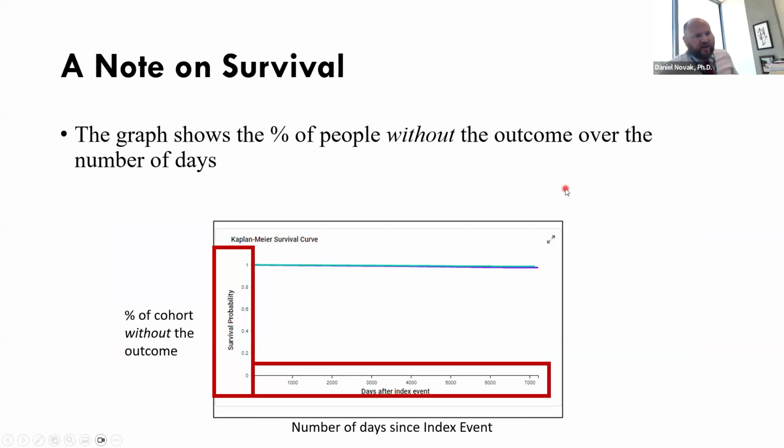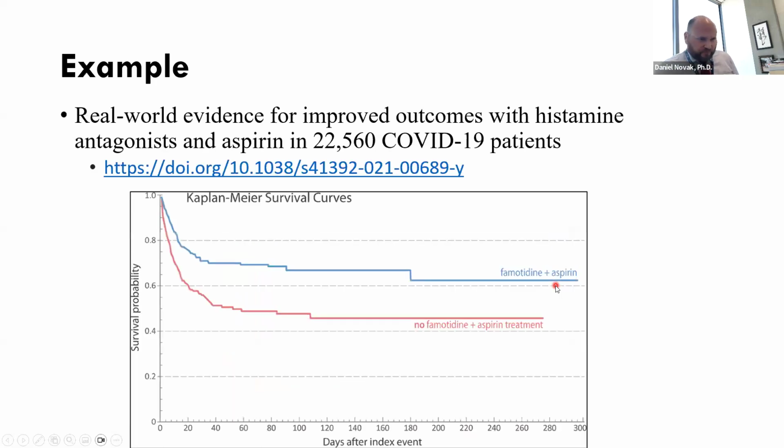Again, just to drive that home. It shows the percentage of people without the outcome over the number of days. This is not the number of people who develop the outcome. So at the beginning, every survival graph starts with everybody not having the event. That's the day of the index event. And either the index event occurs on that first day between 0 and 1, or after 1 and all the way down the line to that many days out.